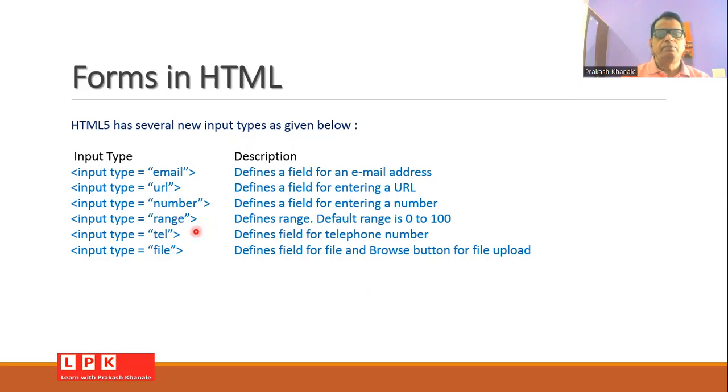You can have the range, where you can decide what is the minimum value and what is the maximum value. The default range is from 0 to 100. You can have the telephone type, where a telephone number is expected as information. You can have the type as file, where the file and the browse button for the file upload are being provided.